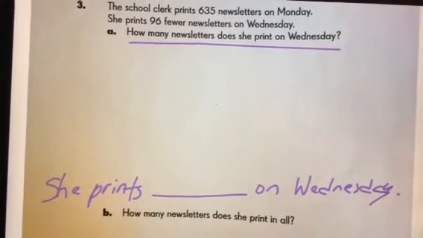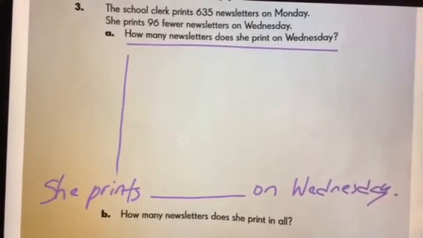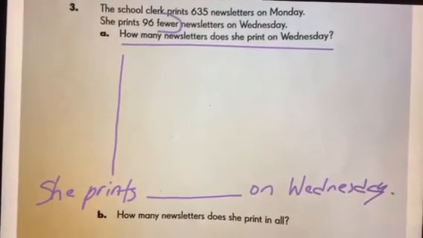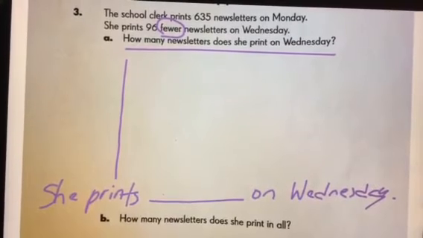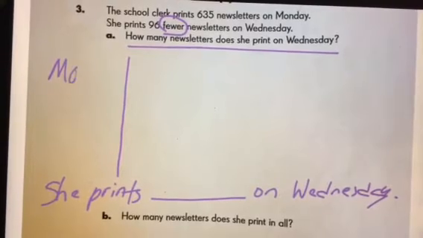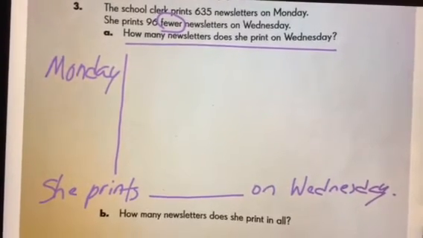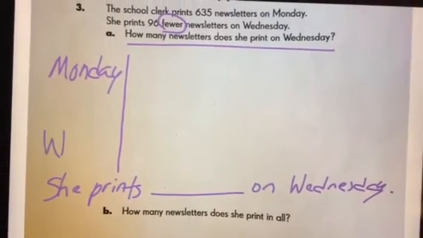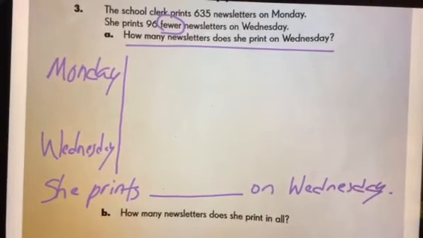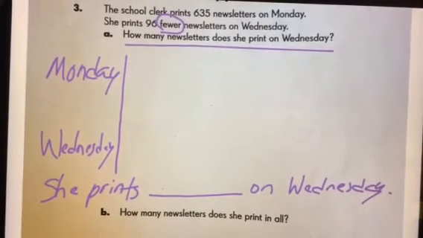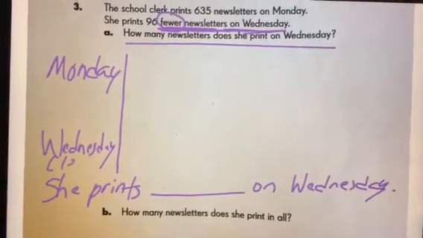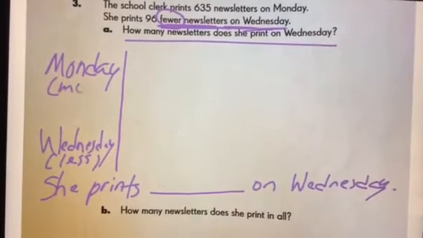Step number 3, draw the starting line. Step number 4, who or what is the problem about? Did you catch the fewer? You know you're comparing then. You're comparing the 2 days. What are you comparing? You're comparing Monday, how many she prints on Monday versus how many she prints on Wednesday. Which day has more and which day has less? Well, it says she prints 96 fewer on Wednesday, so Wednesday is less. Monday is more.